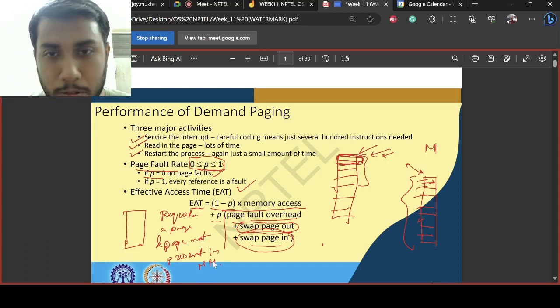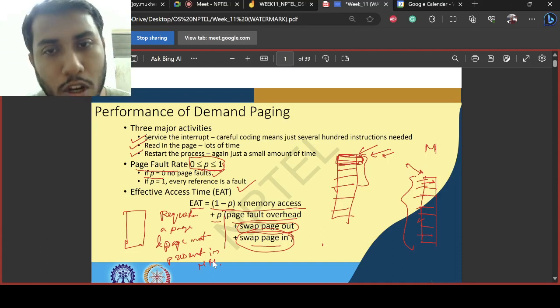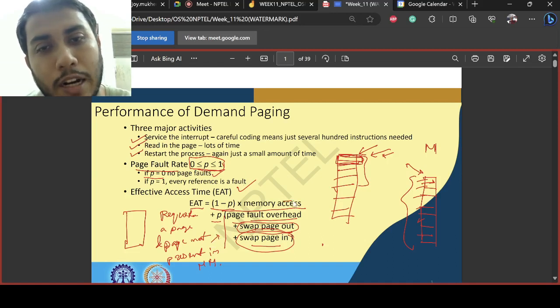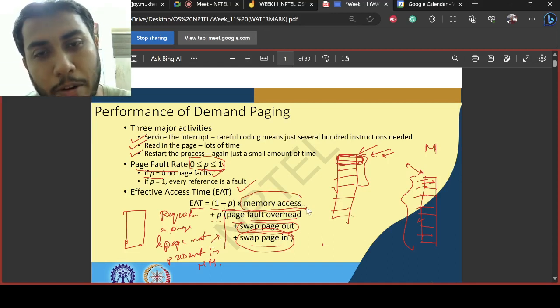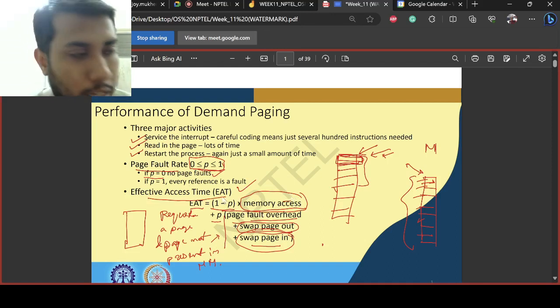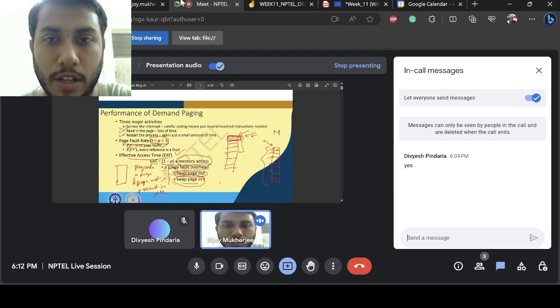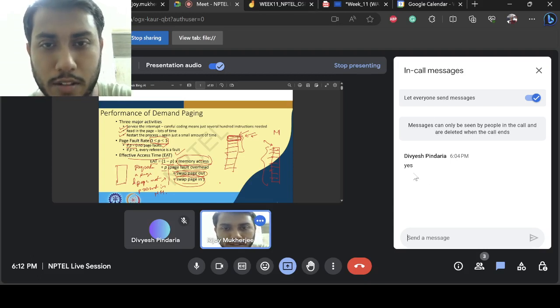So that overhead, then swapping a page out and swapping a page in, is your overhead when there is a page fault. And when there is no page fault, the only overhead is your memory access overhead, right? So that is your effective access time for any program's or process's frames. So any doubt regarding this paging, this question?